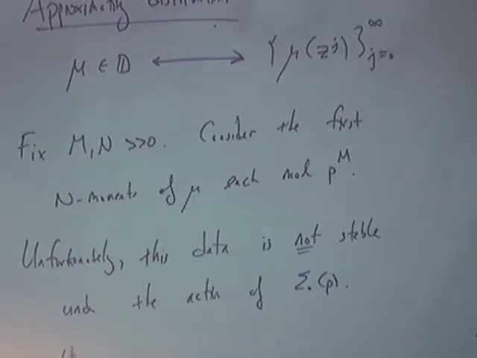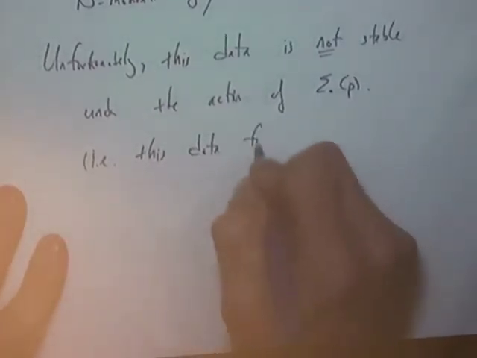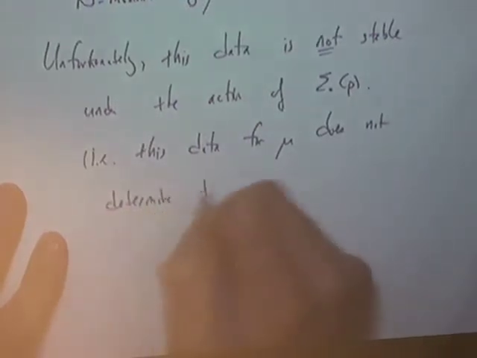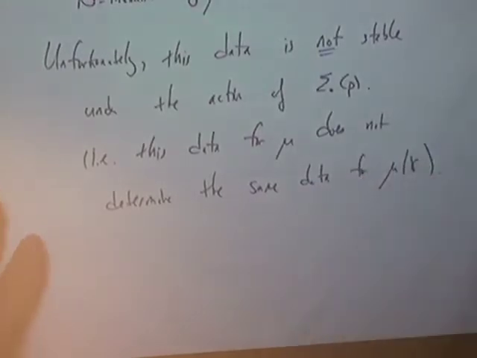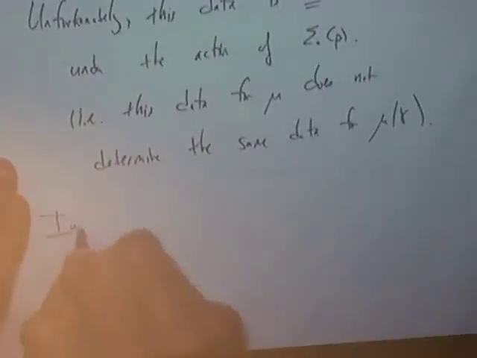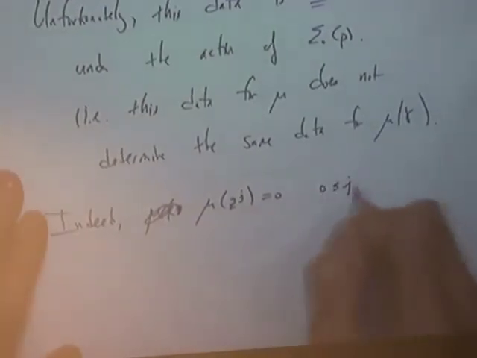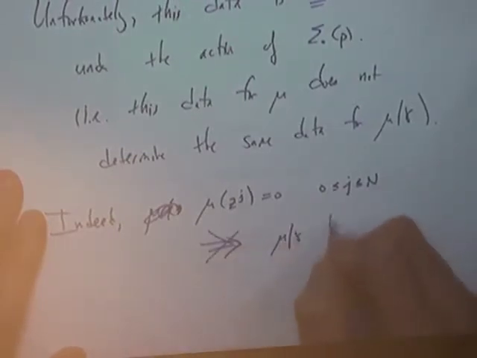So this data for mu does not determine the same data for mu stroke gamma. And the key problem, indeed, if I have some distribution which, let's say, vanishes for the first so many moments, for j running between 0 and n, it's not true that mu stroke gamma has the same property.